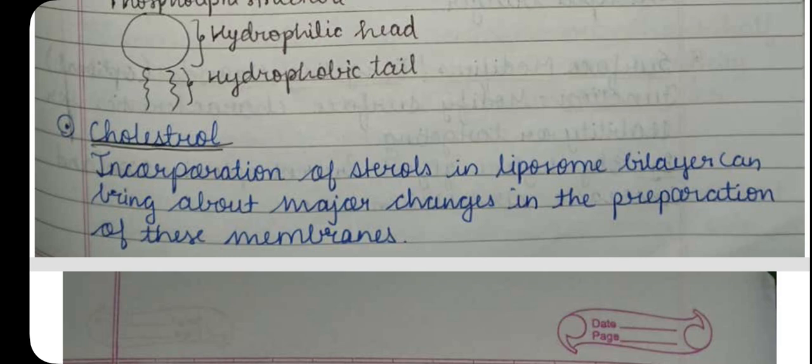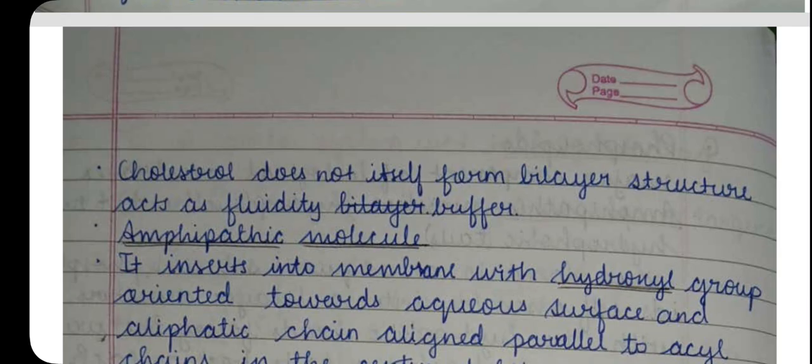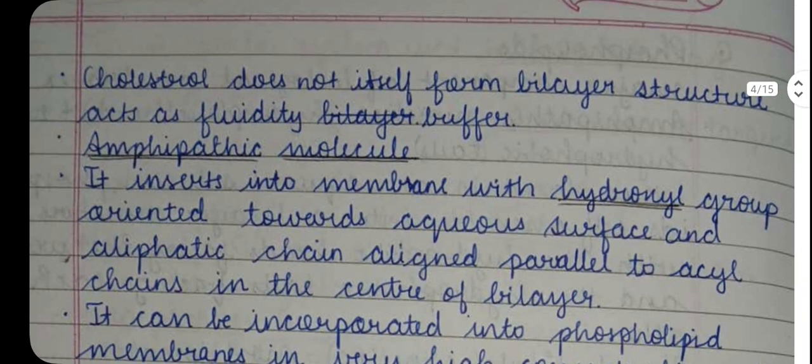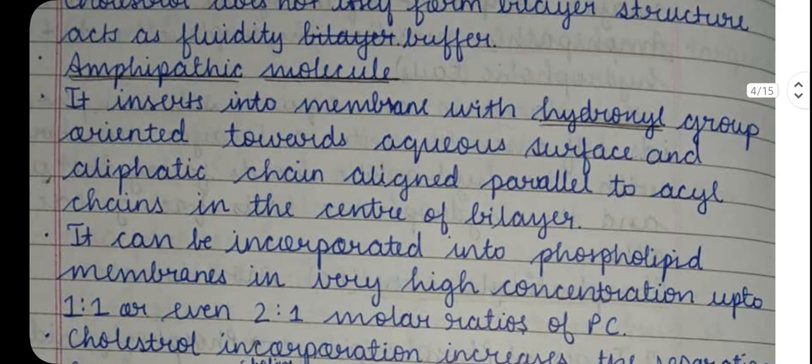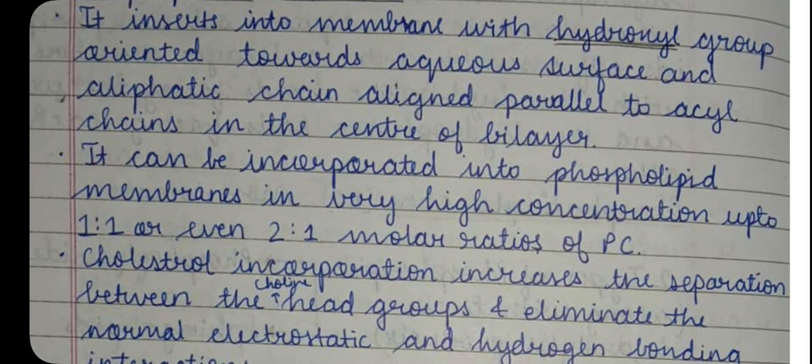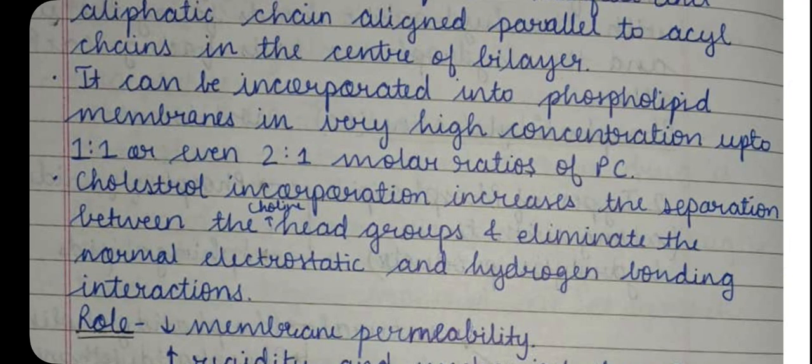Incorporation of sterols in the liposome bilayer can bring about major changes in the preparation of these membranes. Cholesterol does not itself form a bilayer structure, it acts as a fluidity buffer. It is also an amphipathic molecule. It inserts into the membrane with the hydroxyl group oriented towards the aqueous surface and the aliphatic chain aligned parallel to the acyl chain in the center of the bilayer. It can be incorporated into phospholipid membranes in a very high concentration, up to 1:1 or even 2:1 molar ratios of phosphatidylcholine.